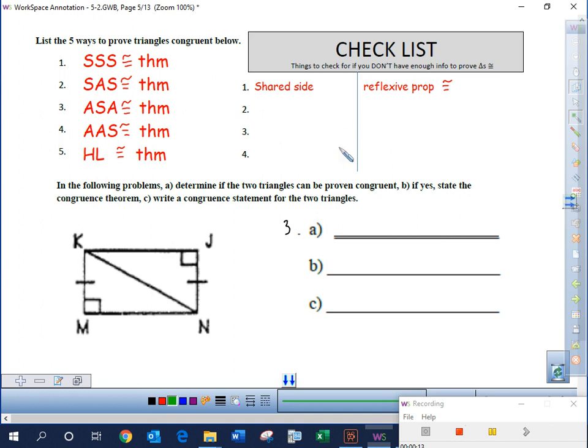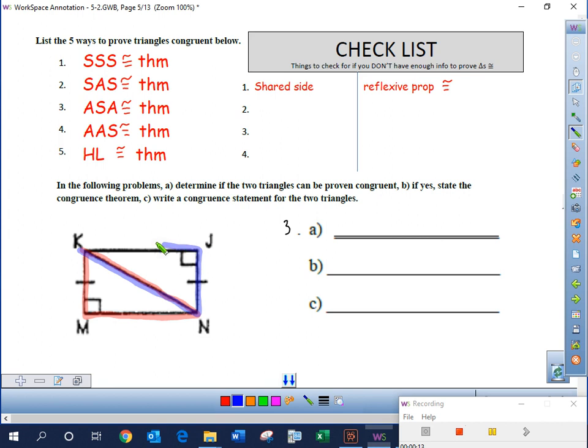So let's try again. Do I have enough information to prove these two triangles congruent? Right now, I got this red triangle and I got this blue triangle. Well, let's check. I can't do side, side, side. I don't have any of that. I can't do side, angle, side. I can't do angle, side, angle. I don't have enough angles. Angle, angle, side. Don't got that. Hypotenuse, leg. Not yet. I don't have any tick marks on the hypotenuse.